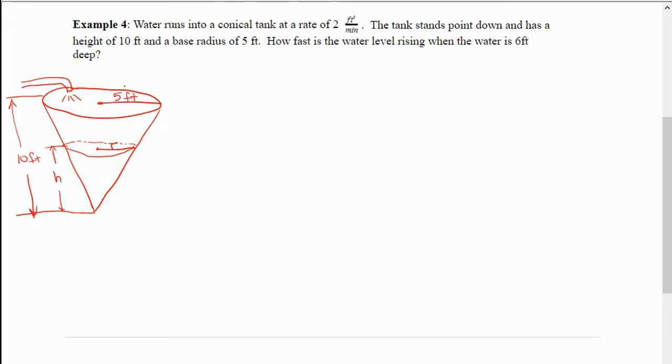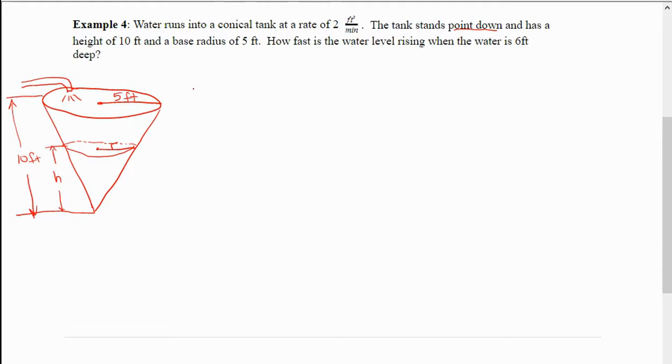Now, to save time, I have drawn the picture. Let me explain what we have. We have a cone with the point down. We have water flowing into it. We have a base radius of 5 feet. We have a height of 10 feet. And there is water filling up in the cone. Now, the dimensions of the water are the items that are variable. We have the height of the water and we have the radius of the water, both dimensions which are changing as we fill up this cone.